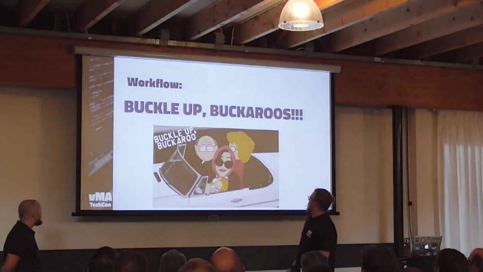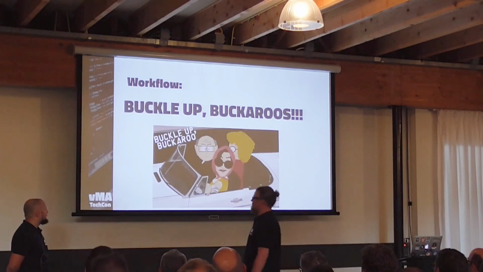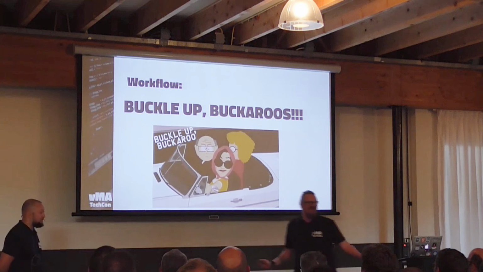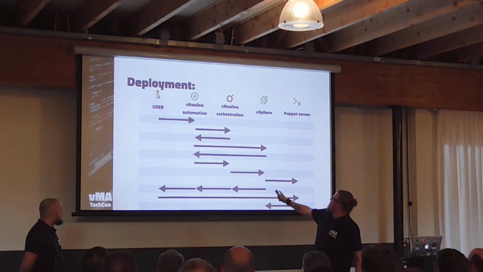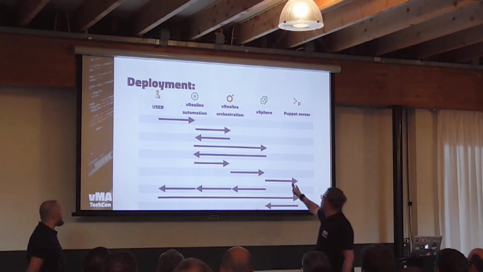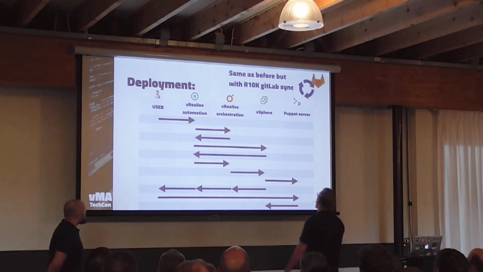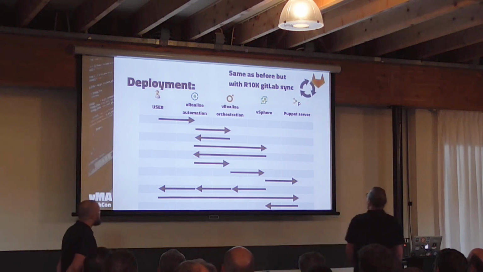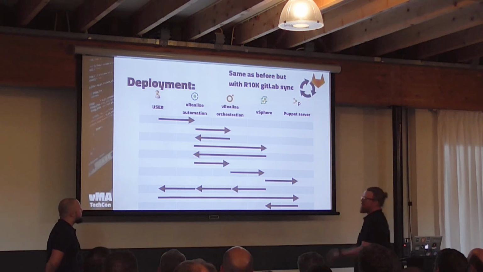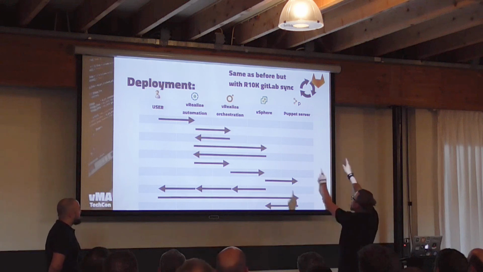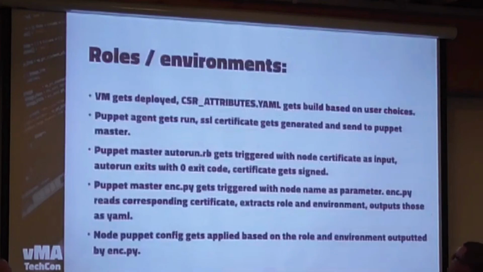So, what happened? Buckle up, buckaroos, because there's a lot of stuff, but we only got 5 more minutes, so we're going to go through it really, really fast. This stuff you've seen before, the whole deployment through anything as a service. But everything will go through the R10K GitLab. Everything is synced, so that entire complicated stuff we managed to bring back to one spinning icon. Here's what happens with the roles and environments. You just saw that. We're not going to go too much into that, but this is it in a workflow setting, lined out.